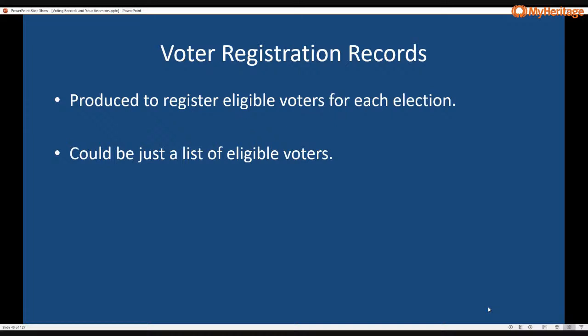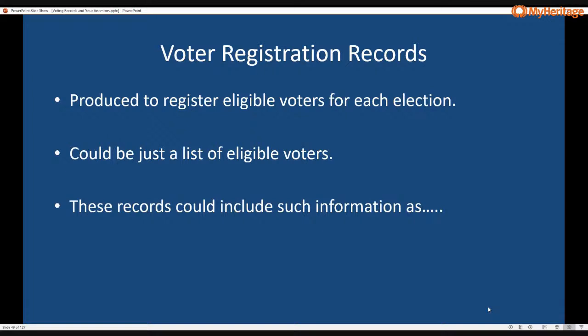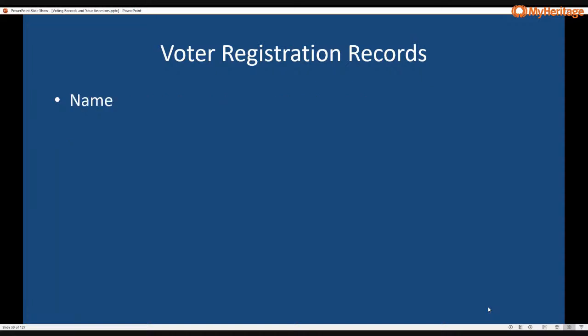These could be just a list of eligible voters for their particular area. In the United States, we are separated into voting districts, and each voting district would have a list of eligible voters for that district. These records could include a lot of different information. Believe it or not, you'd think that this would be just voting stuff. But in actuality, there's all kinds of information that can be found in voter registrations.